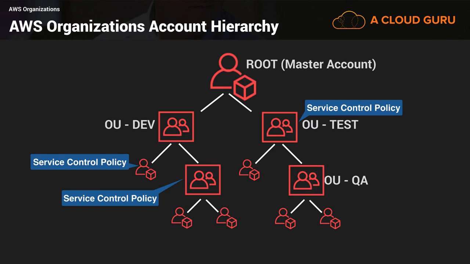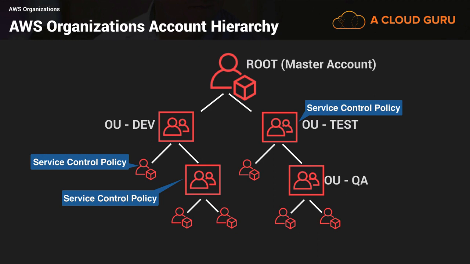So let's take a look at a typical AWS Organizations account hierarchy. At the top of the tree, we have the root, which is the master account. And it's this master account which administers everything within the organization. We have three different organizational units here in this example: one for development, one for test, and one for QA. And you can attach different service control policies at either the organizational unit level, or they can also be attached to individual accounts as well. And these allow you to restrict access to specific AWS actions and resources.